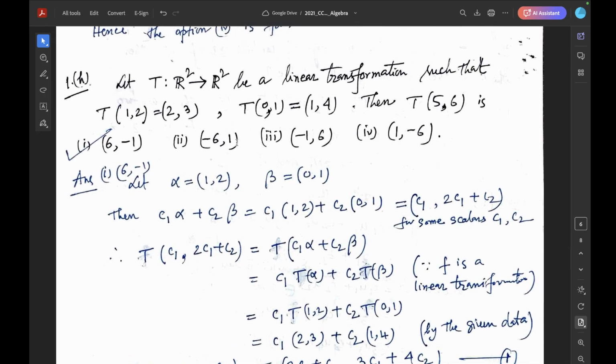Let alpha equal the ordered pair (1, 2) and beta equal the ordered pair (0, 1) from R2. C1 alpha plus C2 beta equals C1 (1, 2) plus C2 (0, 1), and this is equal to (C1, 2C1 plus C2) for some scalars C1 and C2. Therefore, T of (C1, 2C1 plus C2) is equal to T of C1 alpha plus C2 beta.